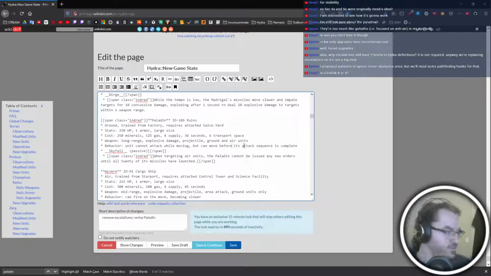Ultralisk is 4. Paladins ignore minor obstacles. I guess they could path through. Well, it wouldn't look proper at all if they pathed through units. But I guess, yeah, minor obstacles. We'll definitely need some pathfinding hooks. I guess I don't mind that in theory. I can write that down as a note.